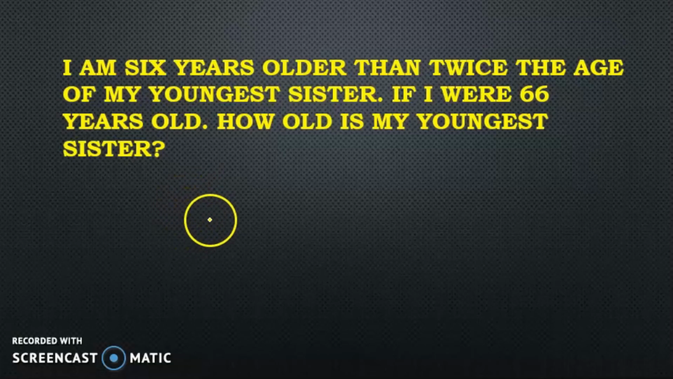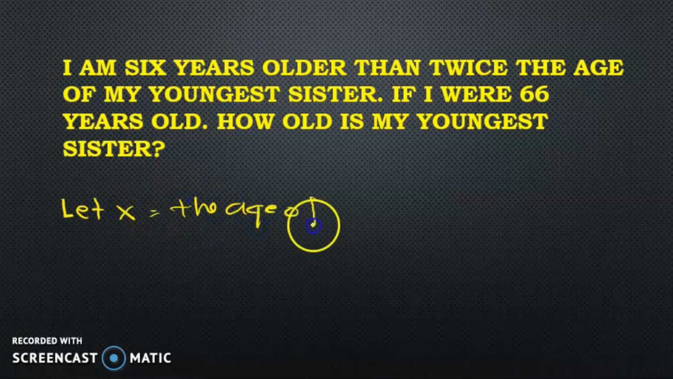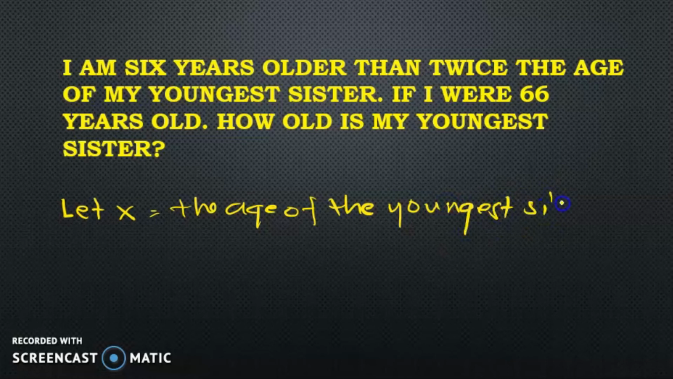So let's try to translate and solve this problem. I am 6 years older than twice the age of my youngest sister. If I were 66 years old, how old is my youngest sister? So let x be the age of the youngest sister.